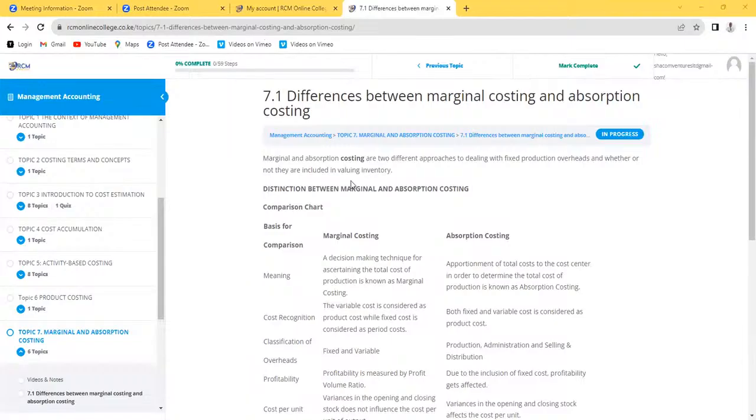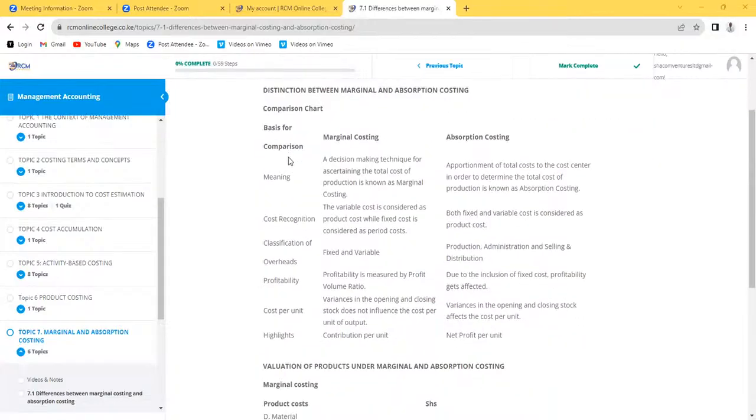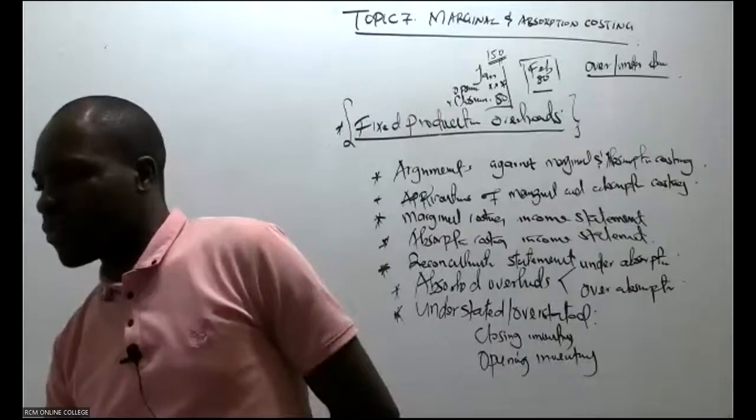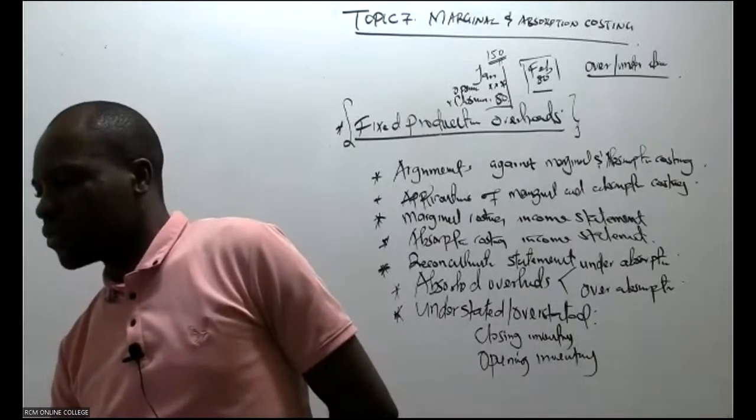Now, if you look at the distinction between the two, comparing them based on meaning: marginal costing is a decision-making technique for ascertaining the total cost of production, while absorption costing is the apportionment of total cost to the cost center in order to determine the total cost of production. This is what we need to understand.